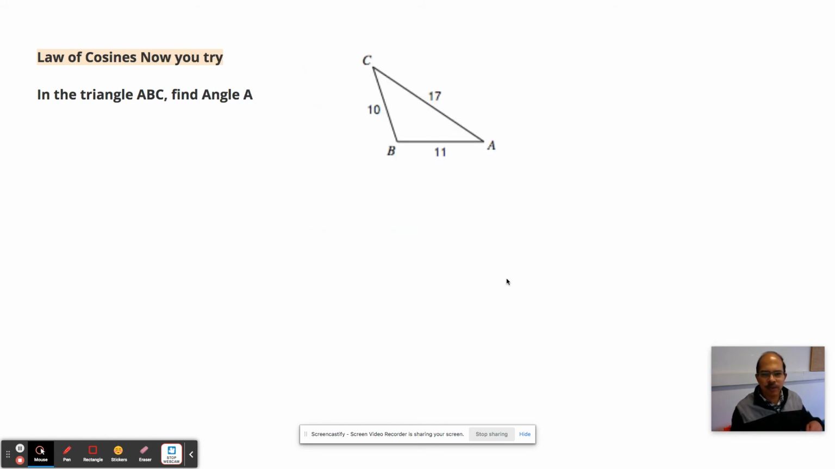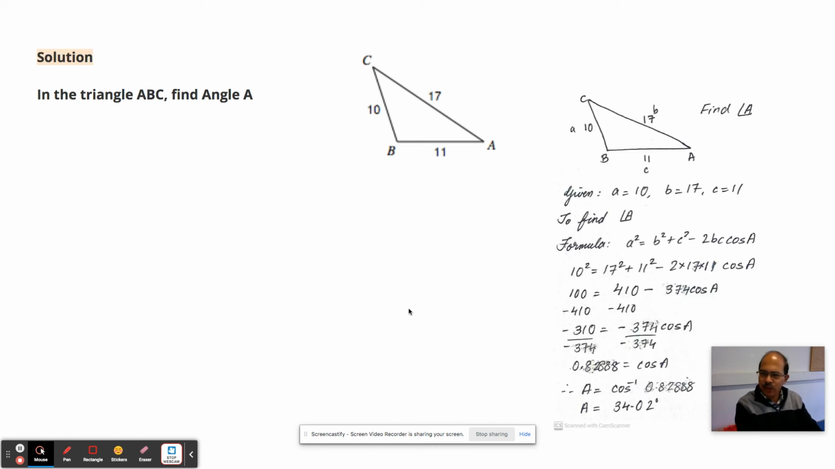Now, here's another problem of the same kind. You can pause the video at this point and try the problem yourself before looking at the solution. So here is the solution. Write what's given, and this time you need to find angle A. So let's use the formula that begins and ends with A. Plug in all the terms. Be careful when simplifying. Note that we left the minus 374 cos A until the end when you divided it out to isolate A, which becomes 34.02 degrees.